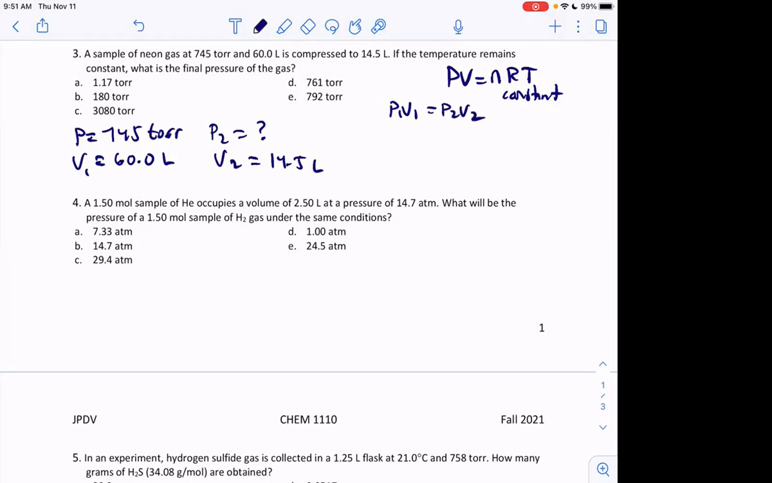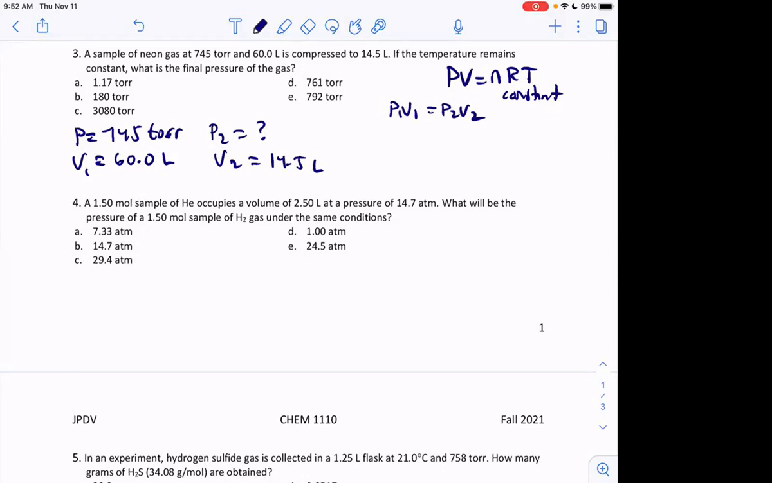Everything's in torr, so we don't have to bother converting it to atmospheres, right? We're not multiplying with the ideal gas constant. If we're using the constant, then the units have to be the same as the constant, but the constant's not involved here. It's being canceled out effectively when we derive Boyle's law.